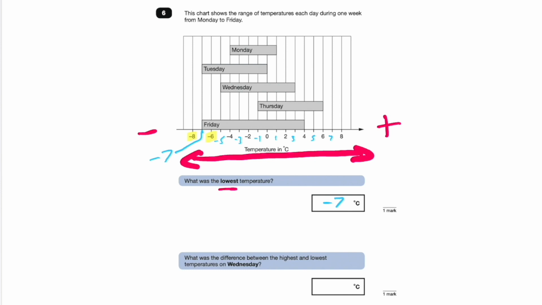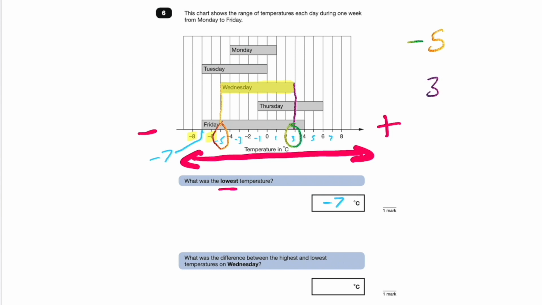Question 2 says, what is the difference between the highest and the lowest temperature on Wednesday? So we're only focusing on Wednesday, and it wants to know the difference between the highest and the lowest. And I bet we're going to use those missing values again. Yes, we are. Look. So Wednesday, the lowest value was this one here, -5. And the highest value, again, one of our missing values, was at 3.